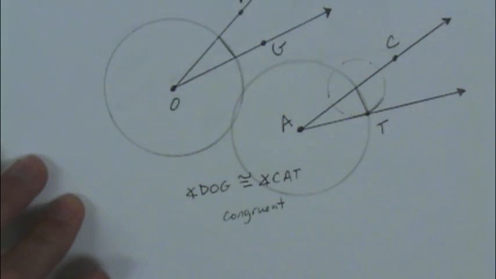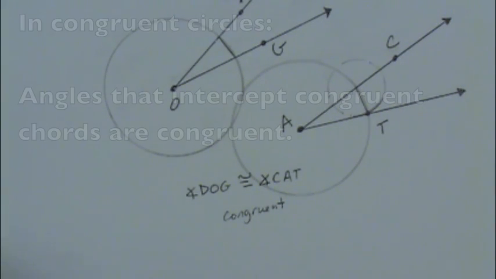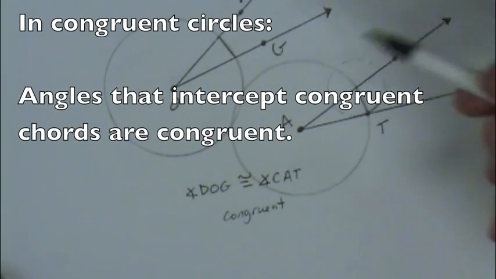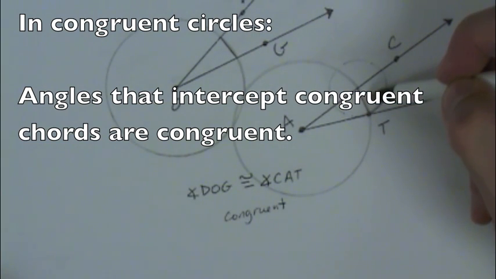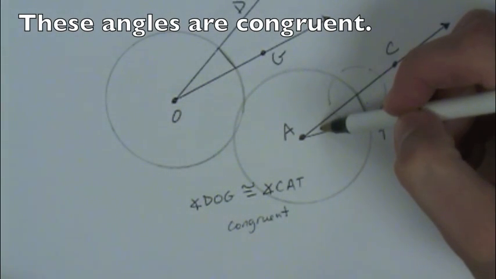The lengths of these two chords in the circles are the same, and because of that, one special property of circles is that if two chords are the same length, then the angles that intercept the ends of those chords, which would be angle O and angle A, are also the same measure.